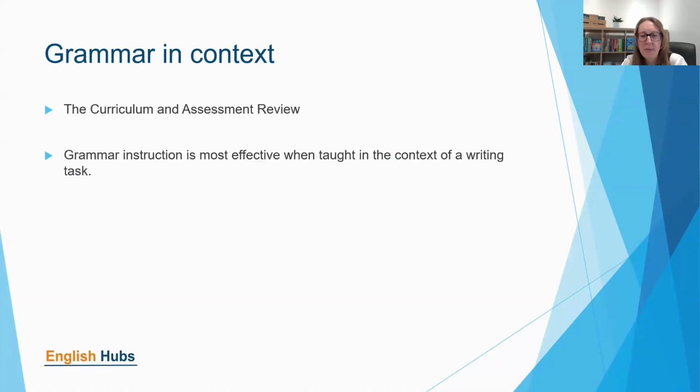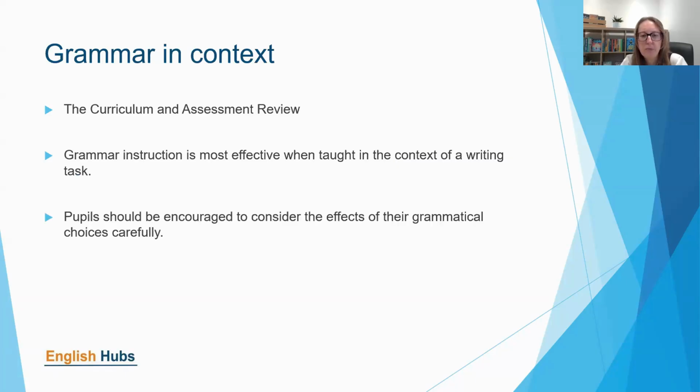It is worth emphasising that grammar teaching will improve writing only if pupils apply what they've been taught into their writing. Grammar instruction is most effective when taught in the context of a writing task, but with an explicit focus on the rules being learned so that pupils can make informed decisions about their writing. Pupils should be taught not only how to apply their grammatical knowledge to their writing, but also the effect that this grammar has. Encouraging them to consider the effect of their grammatical choices carefully will help the children to understand better the purpose of the grammar.